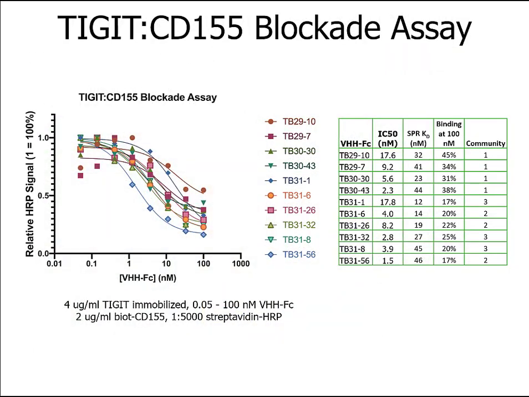And then finally, we've gone on to do some blocking assays to see which of these VHHs block the natural TIGIT CD155 interaction. We basically see that, again, many of the clones from all three different libraries show nice blocking of the TIGIT CD155 interaction. So again, at the end of the day, we can use all this data, affinity, blocking data, coupled with the thermal stability data to really assess and determine which leads we want to move ahead.